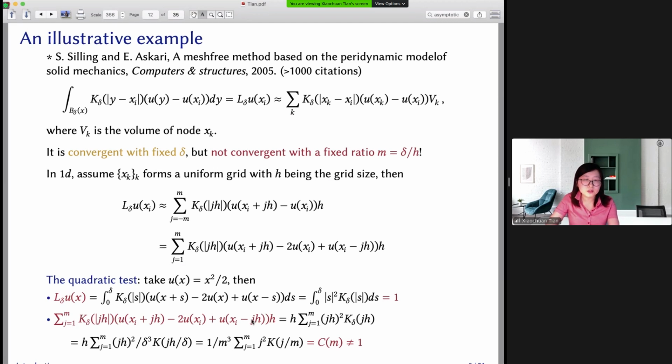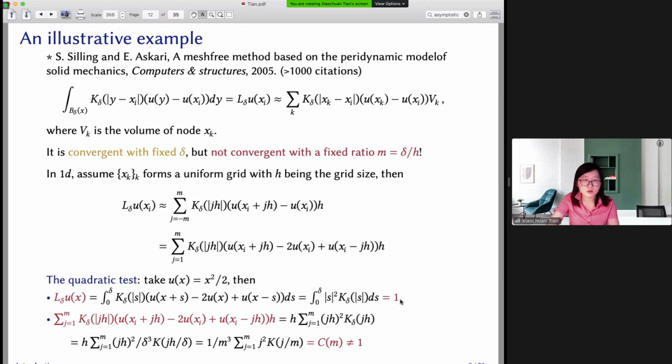closer and closer to 1, because you can write out this quantity and use the scaling of k delta, and you get that this is equal to this quantity, where if m is larger and larger, this is approximating the integral, this integral of the second moment of k here. But if m is fixed as a constant, which is what we test for the delta convergence, then it's just a constant depending on what m is, and normally it's not equal to 1. So you see that as delta and h both go to 0, if I have a fixed ratio m, this thing is never going to get closer and closer to 1.